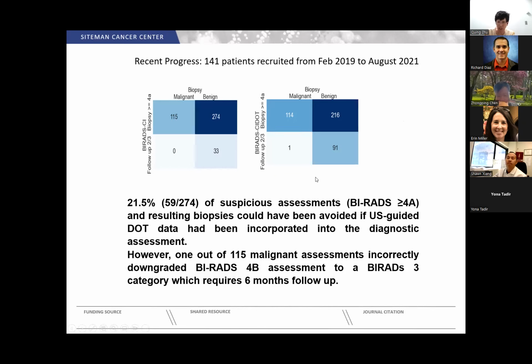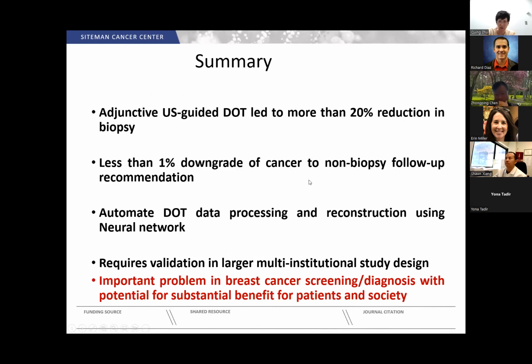But we certainly have to be cautious that we don't compromise the cancer detection. So this is a summary. We see that adjunctive ultrasound-guided DOT can lead to more than 20% reduction in biopsy and less than 1% downgrade of cancer to non-biopsy follow-up.